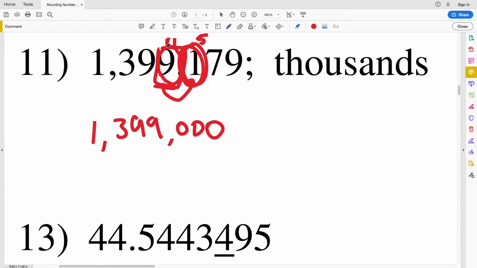Now, if this 1 was, let's say, a 5, we would need to round up, adding 1 to 9, but that gives us 10, so we would have to carry that over. Carrying it over to the 3, that becomes a 4. So that would have been 1,400,000. However, because 1 was less than 5, we didn't have to worry about that. So we just rounded to 1,399,000.